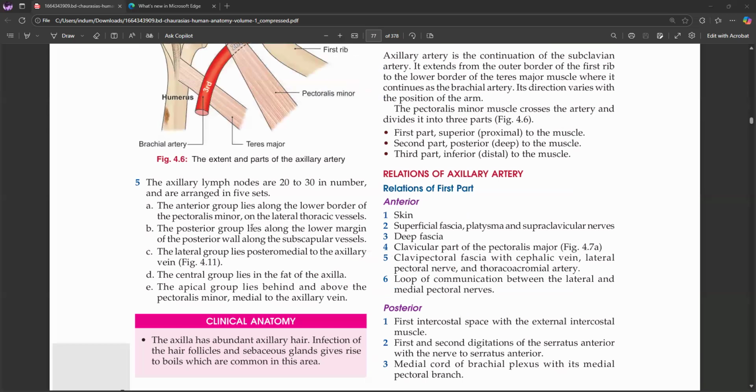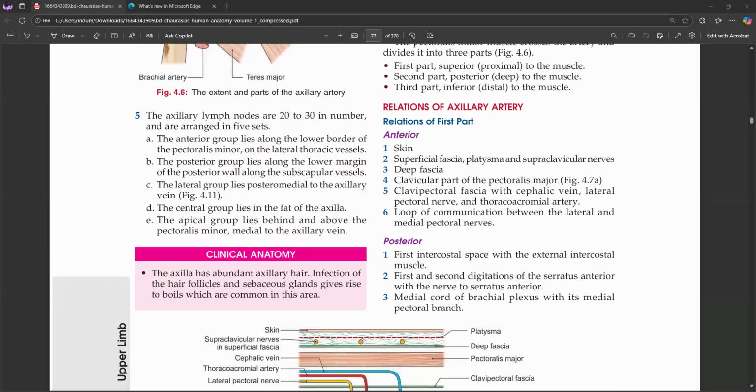Number 5. The axillary lymph nodes are 20 to 30 in number and are arranged in 5 sets. A. The anterior group lies along the lower border of the pectoralis minor on the lateral thoracic vessels. B. The posterior group lies along the lower margin of the posterior wall along the subscapular vessels. C. The lateral group lies posteromedial to the axillary vein, figure 4.11.